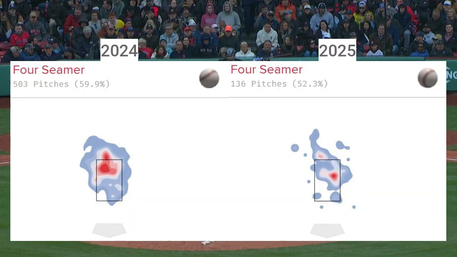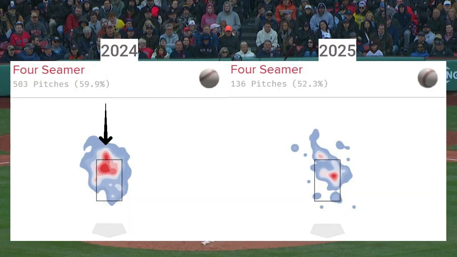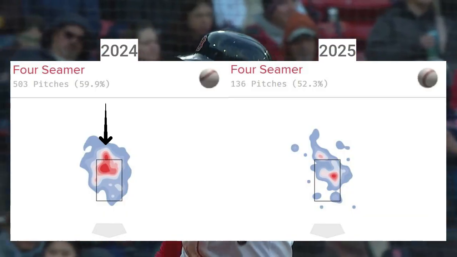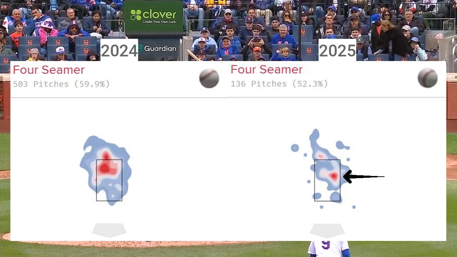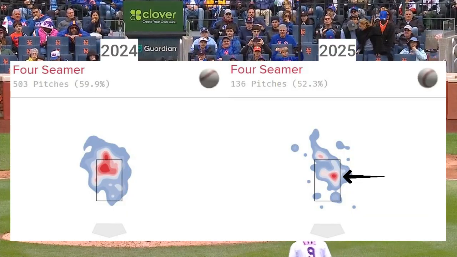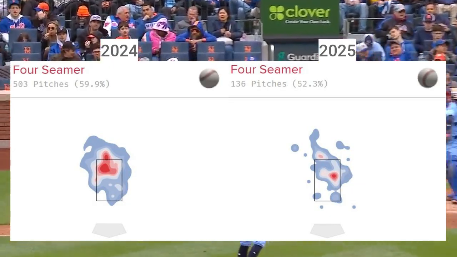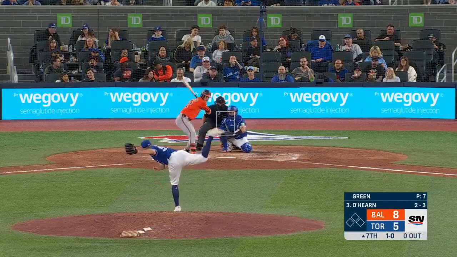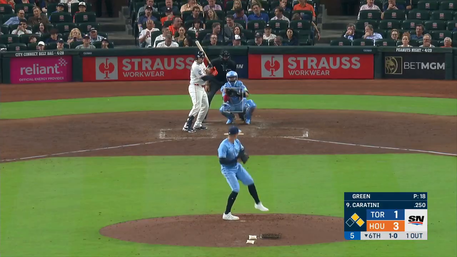Last year, he did a good job locating it up in the zone against left-handed hitters, which is a strong spot to be. This year though, we see quite the difference in location. He appears to be pulling his fastball inside versus lefties, which could be one of the reasons his fastball has been much worse this year compared to last year.